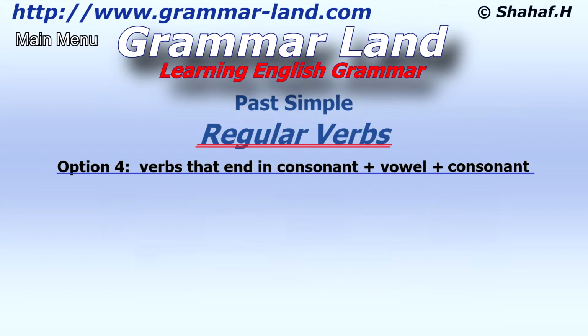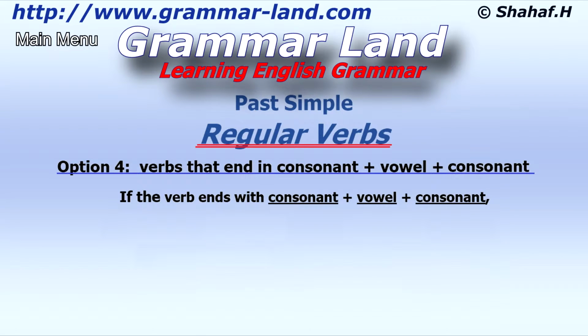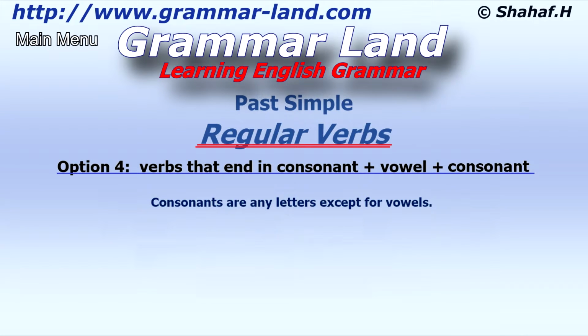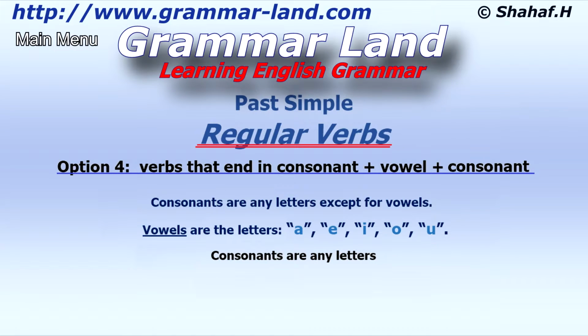The fourth option, verbs that end in consonant, plus vowel, plus consonant. If the verb ends with consonant, plus vowel, plus consonant, and the last consonant is not w, x, or y, we multiply the last letter, and add ed. Consonants are any letters, except for vowels. Vowels are the letters a, e, i, o, and u. Once again, consonants are any letters, except for a, e, i, o, and u.